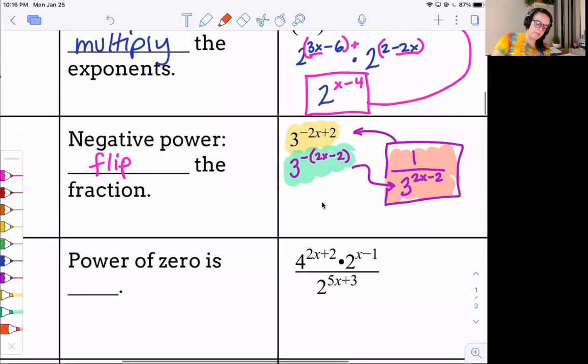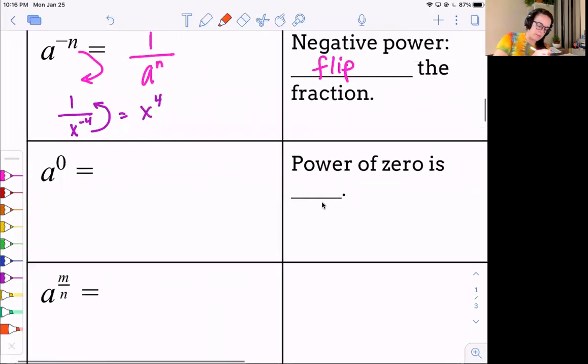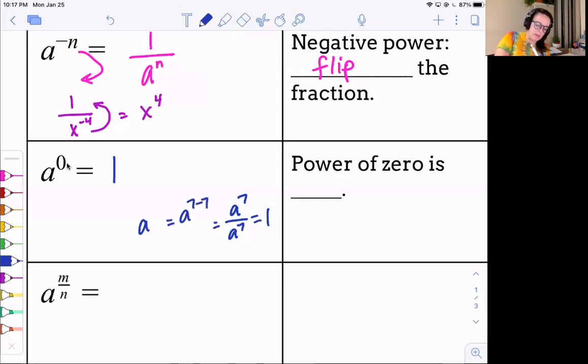All right. You may have remembered this one. This is usually my students' favorite one. Anything to the power of 0 is positive 1. If you think about the division rule, let's say you had a 7 over a 7, right? You might automatically be like, well, anything over itself is 1. That's true. We can also apply that division rule, a to the 7 minus 7. That would be a to the 0 power, right? So anything to the 0 power must be equal to positive 1.